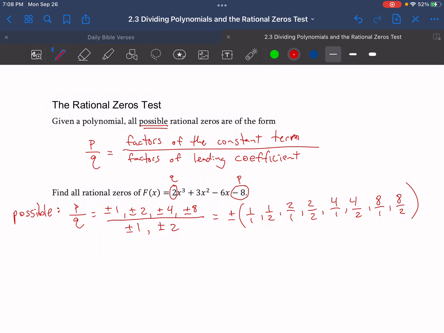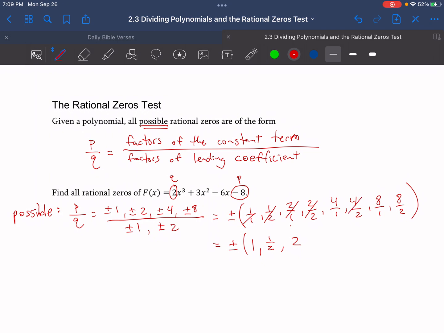Okay, and then we can simplify these down, and we don't want to repeat them. So you look here, this one is 1, and this one is 1, so we don't need to write 1 more than once. So we can have plus or minus 1. We can have a 1/2, which is right there. We can get a 2 from the 2 over 1, or the 4 over 2. So we've got 1, 1/2, this is a 2, this is a 2.